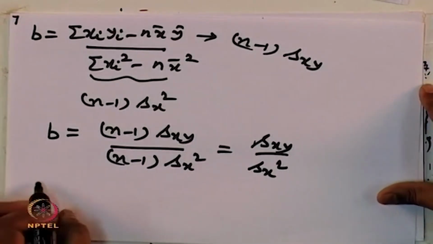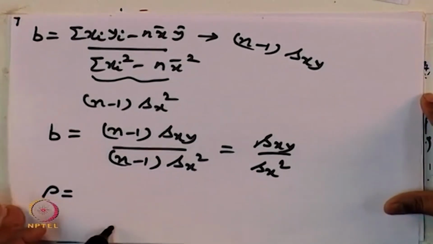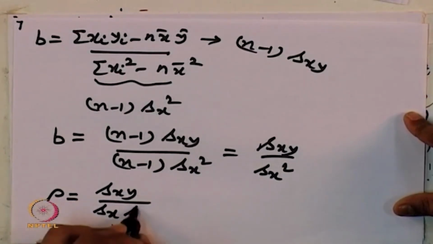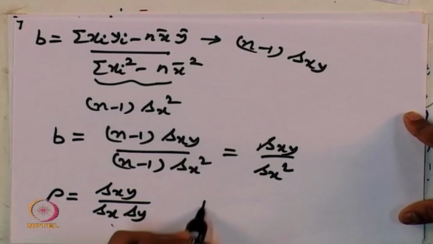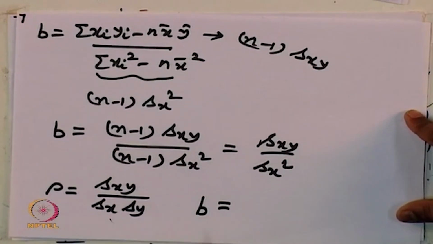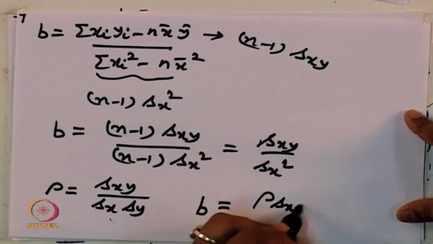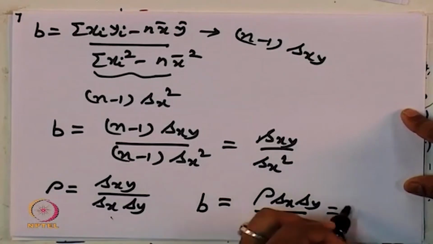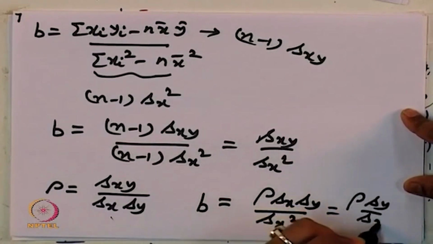Okay. Now, I know that my correlation coefficient is defined by s x y divided by s x times s y. So, my b can be determined to be rho. So, s x y I can write rho s x s y by s x square. So, then b is nothing but rho into s y by s x. Okay.